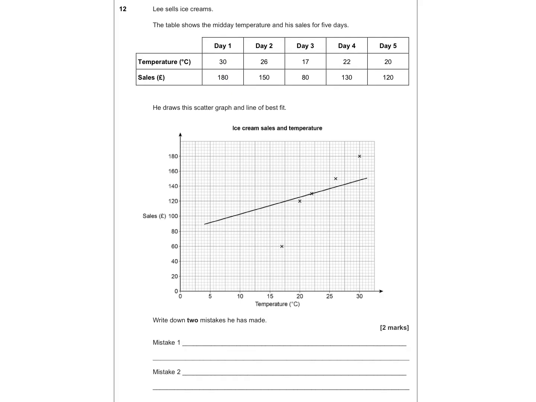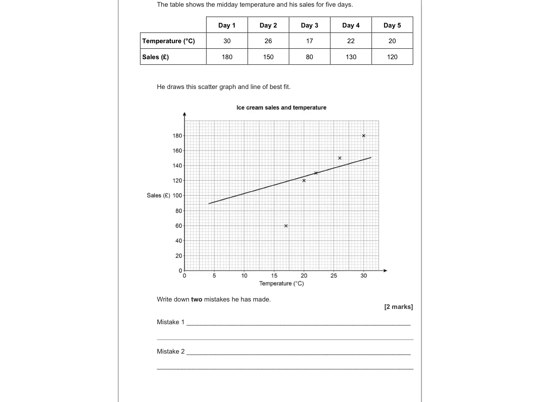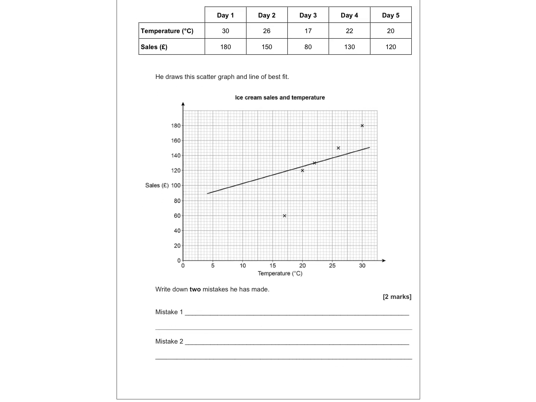Question 12 took up a whole page and barely wanted us to write anything, but that's okay. Lee sells ice creams. The table shows the midday temperature and his sales for 5 days. He draws the scatter graph and line of best fit. Write down 2 mistakes he has made. Well, this is good because we're usually pretty good at saying things that people have done wrong. So we're going to try to make this look a little bit better.